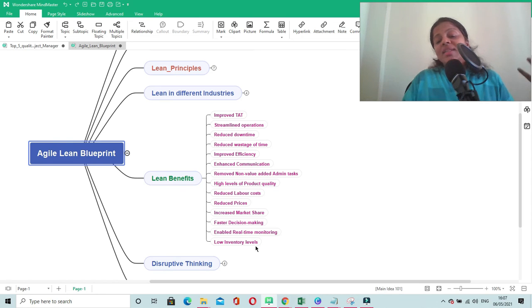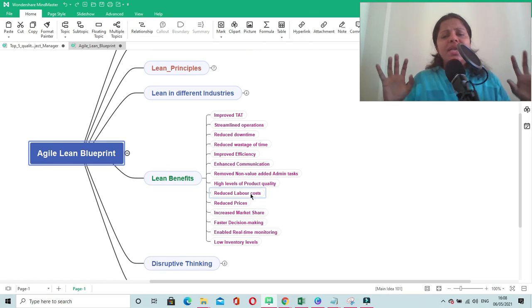The next benefit could be low inventory levels. So when you are having low inventory levels, that means it will be a lower cost for your project. So that is how you are going to add to your project's benefits. So these are the different benefits you will gain when you implement the Lean framework in your project.